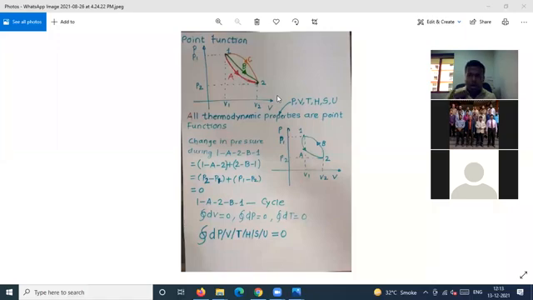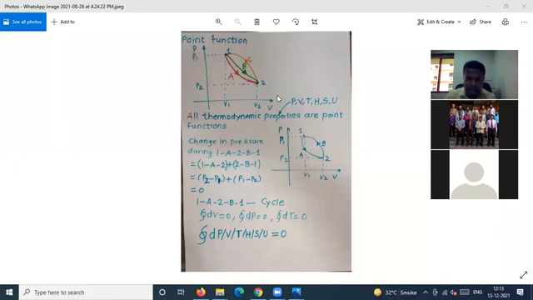That means work done depends upon the path. Is that okay, all of you? That's how work done depends upon path. That's why work and heat are called path functions. I repeat, work done and heat are called path functions. Is that okay?